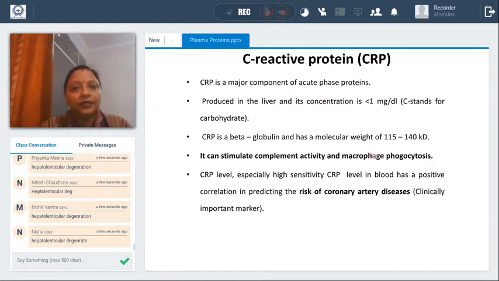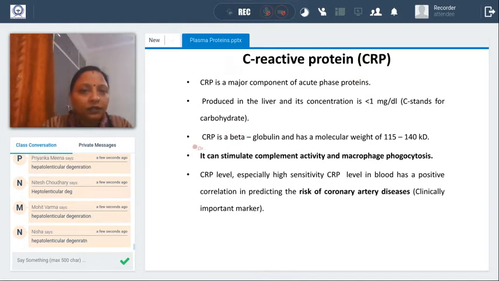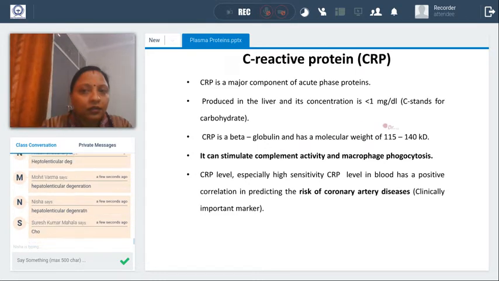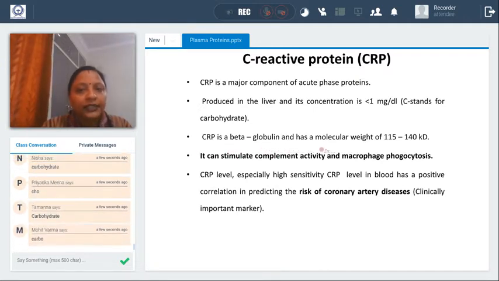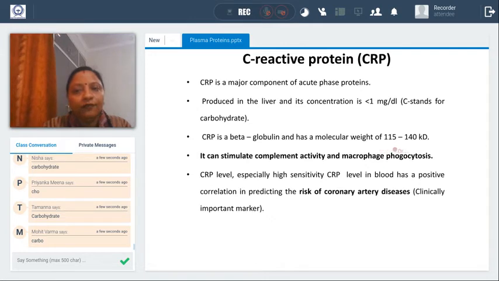C-reactive protein, CRP, is an important acute phase protein, a major component of acute phase proteins, produced in the liver, and its concentration is less than 1 milligram per dl. C stands for carbohydrate. Please remember this C, C-reactive protein, C for carbohydrate. Please write in the box, C stands for what? Carbohydrate.